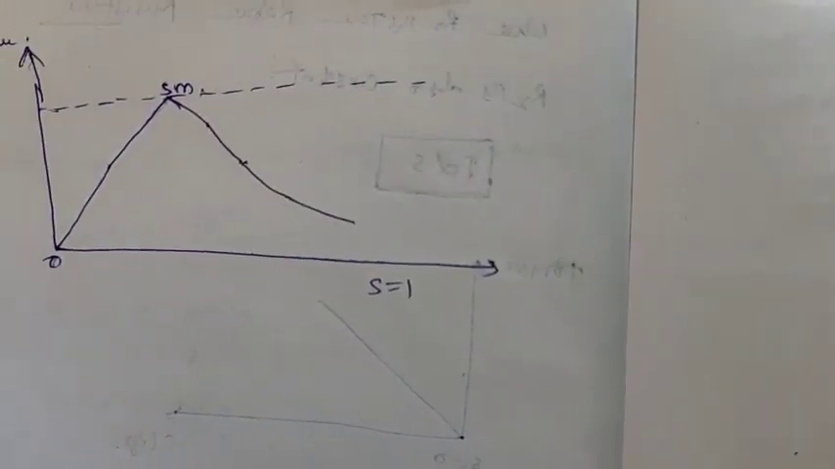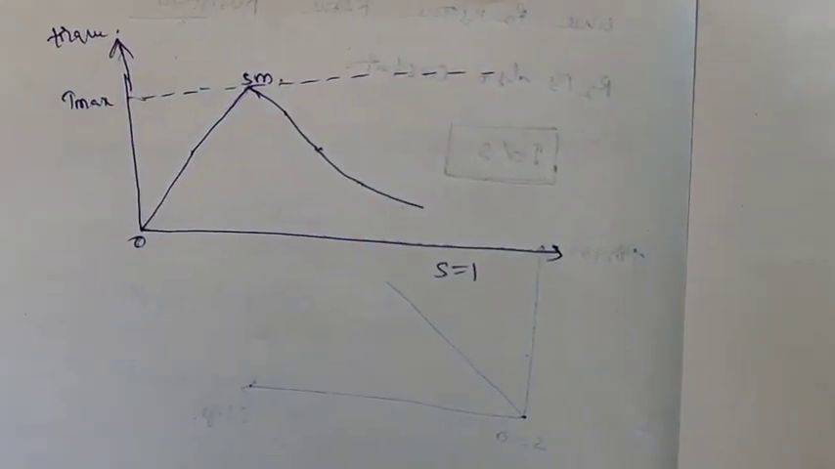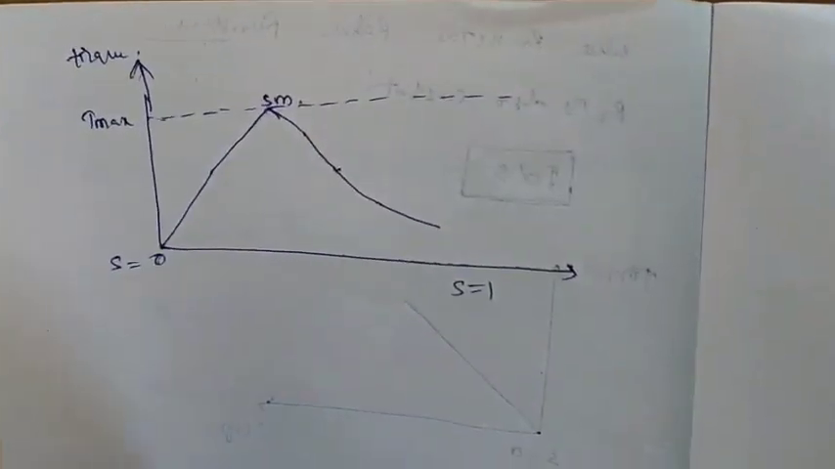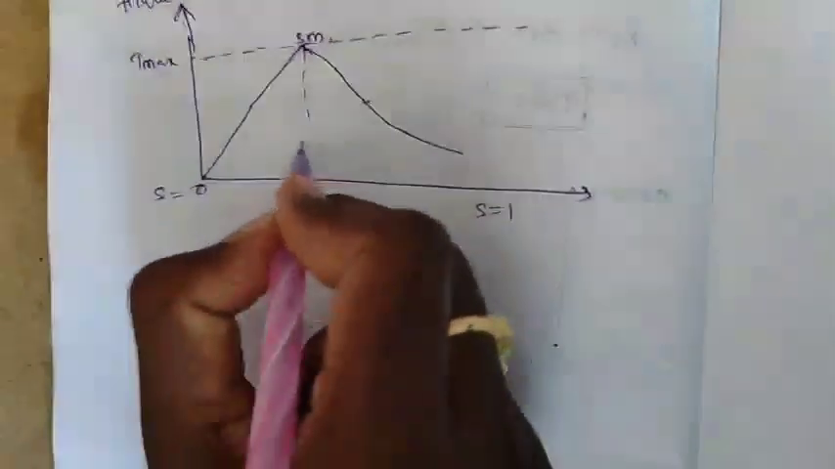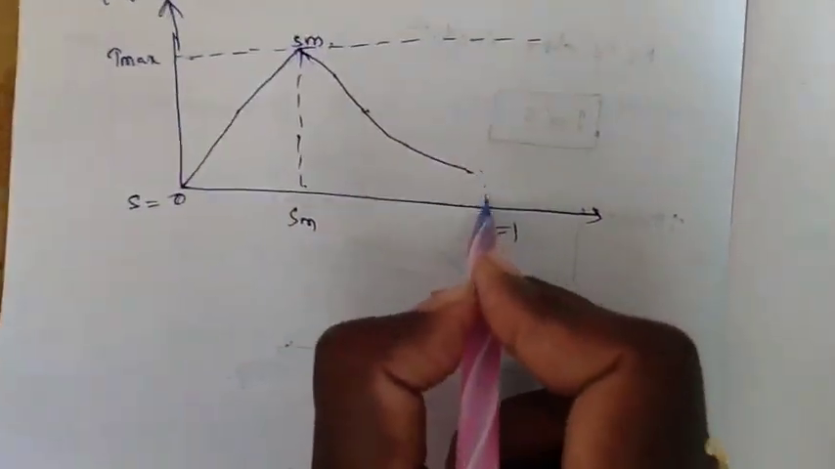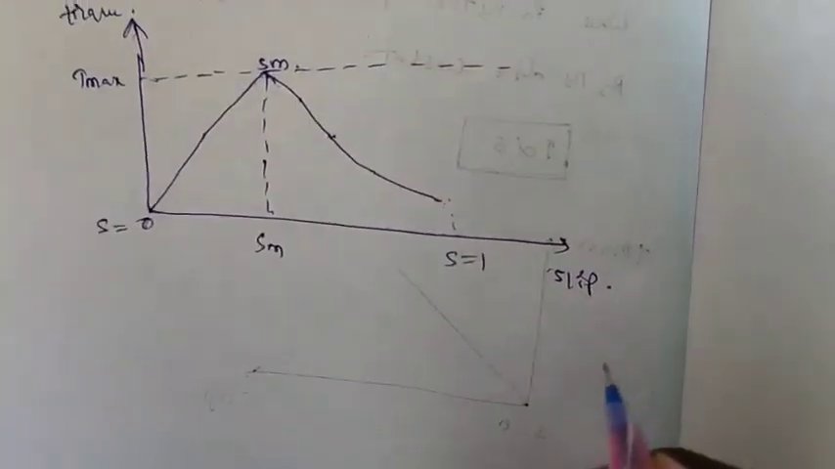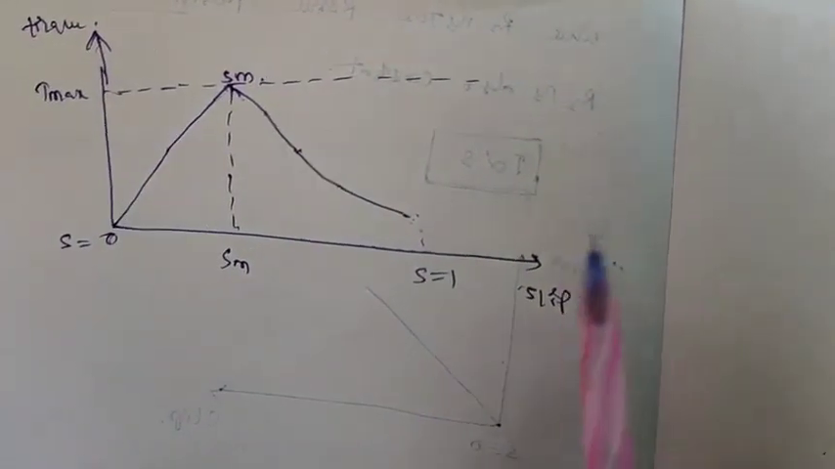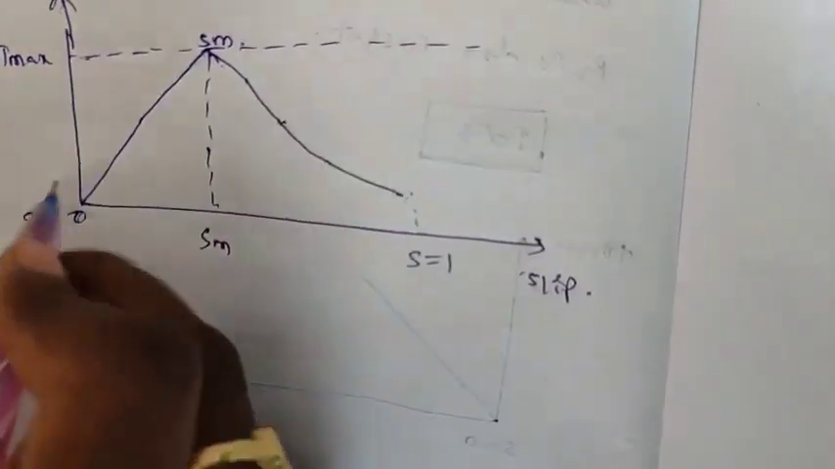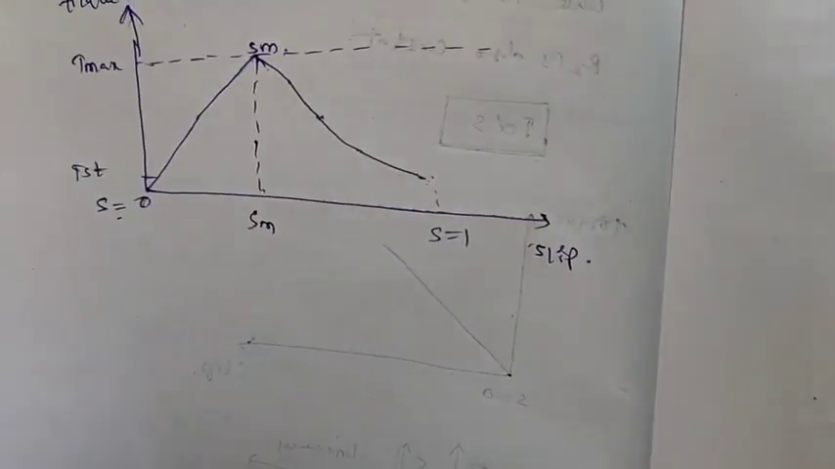At this condition, the torque is also maximum torque. Here slip equal to 0. This is the maximum slip. Here slip equal to 1. Consider slip: S equal to 0, S equal to SM. So this is the starting torque.